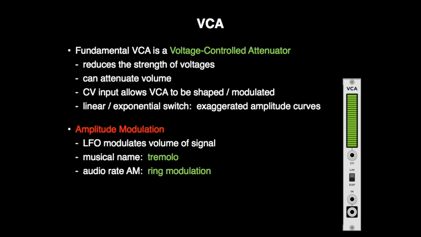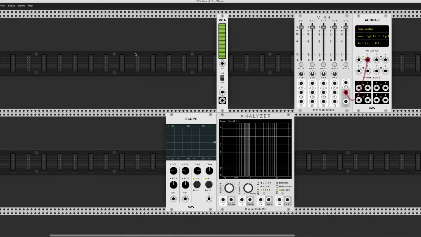And we know VCAs as being voltage-controlled amplifiers, but you may remember early in the semester I mentioned that most VCAs in practice don't actually amplify sounds. They don't make sounds louder. They're really attenuators. They're voltage-controlled attenuators. They make signals softer, weaker. They reduce the voltage of a signal. And that's exactly what the VCA here in VCV Rack does.